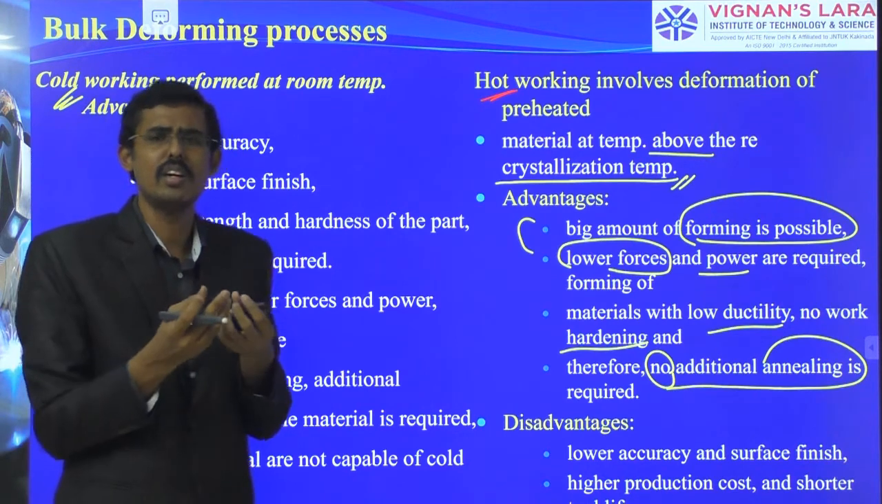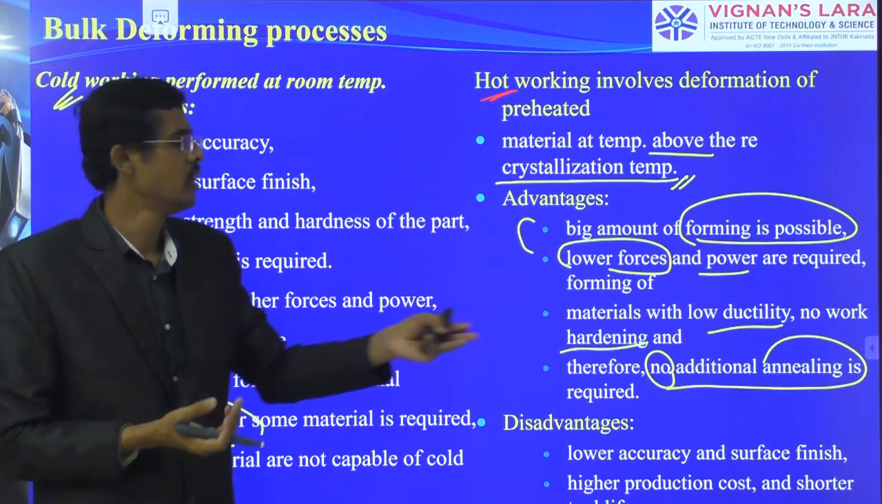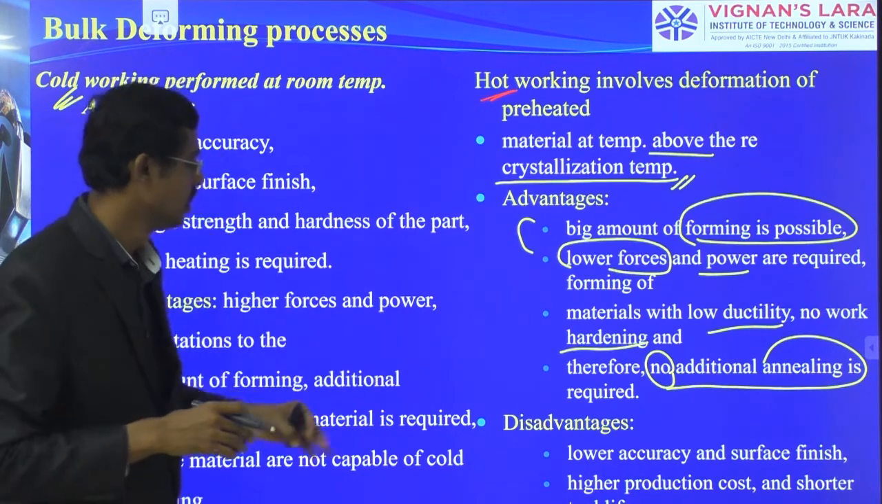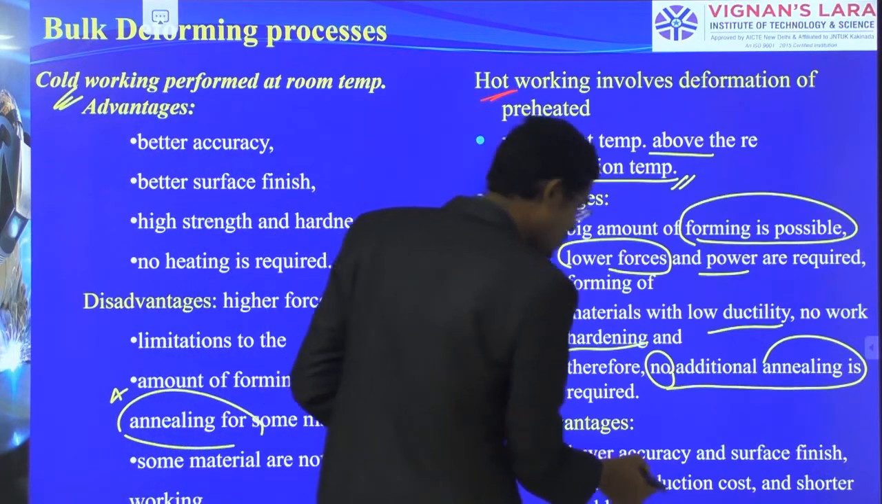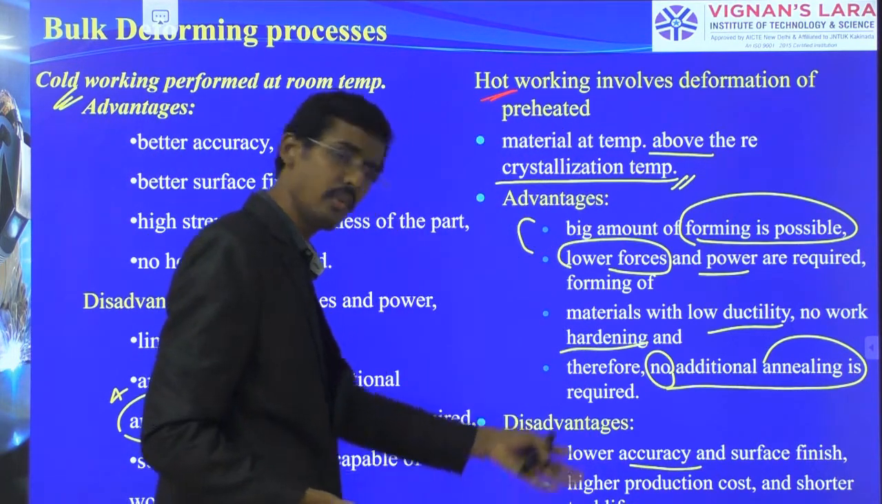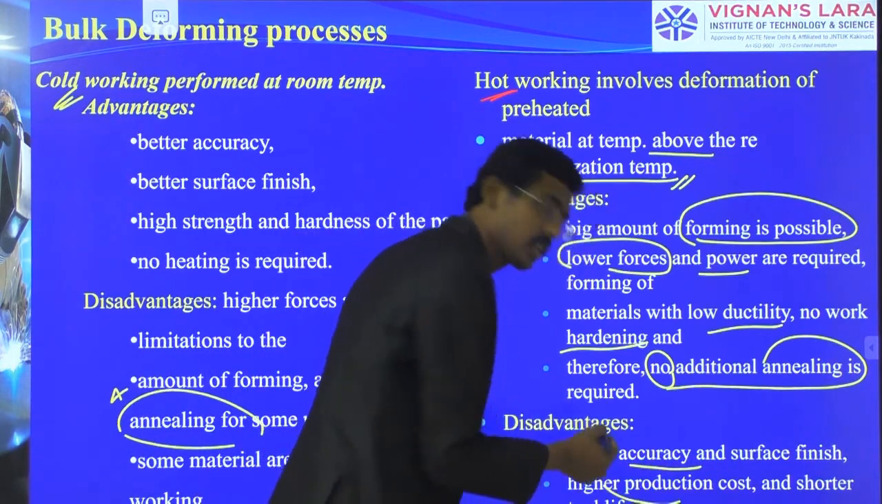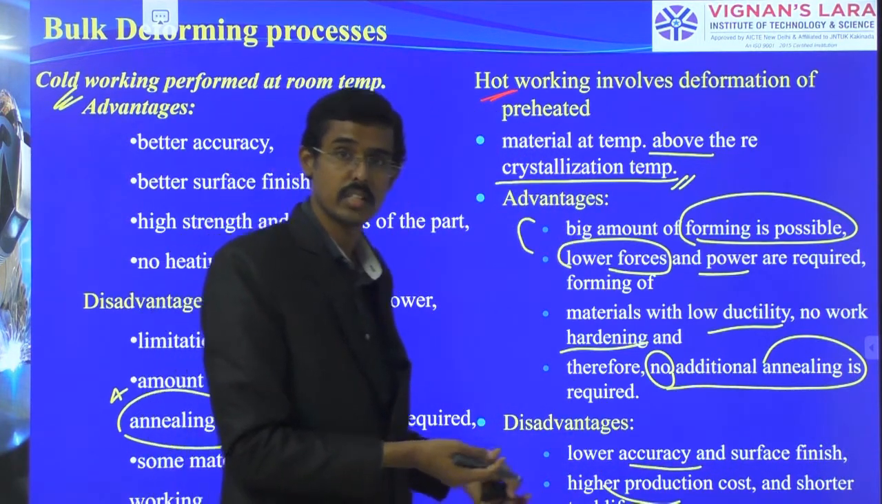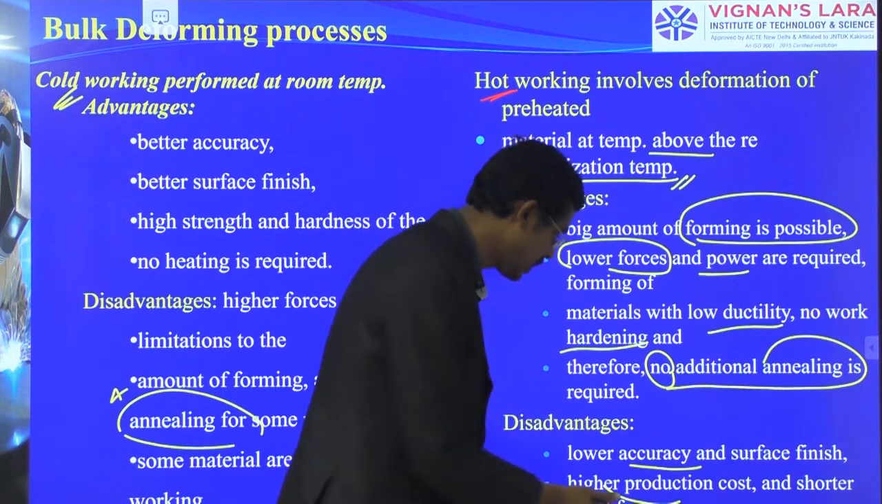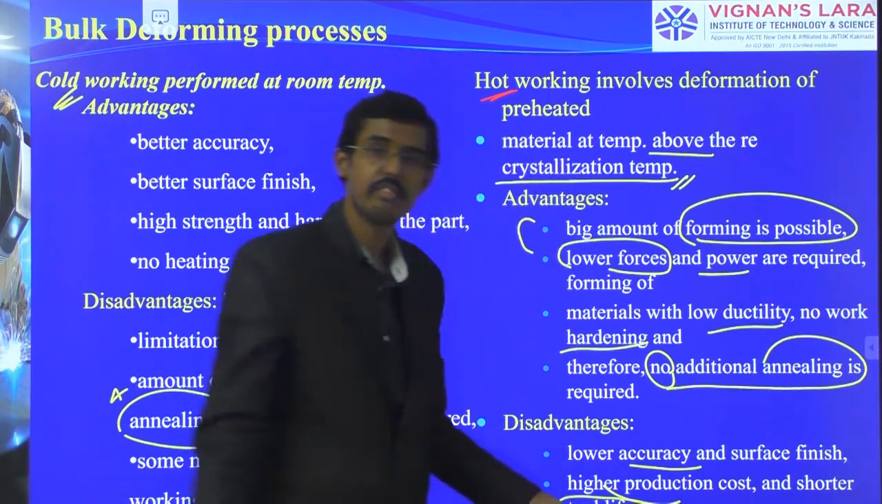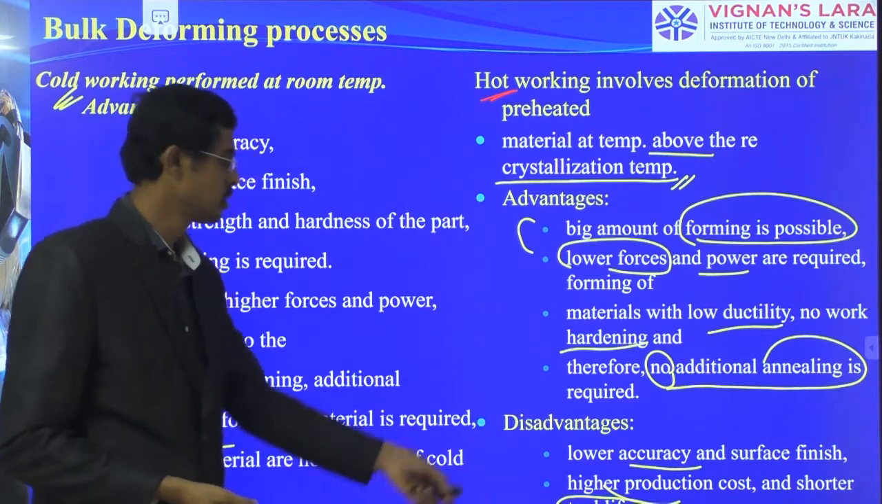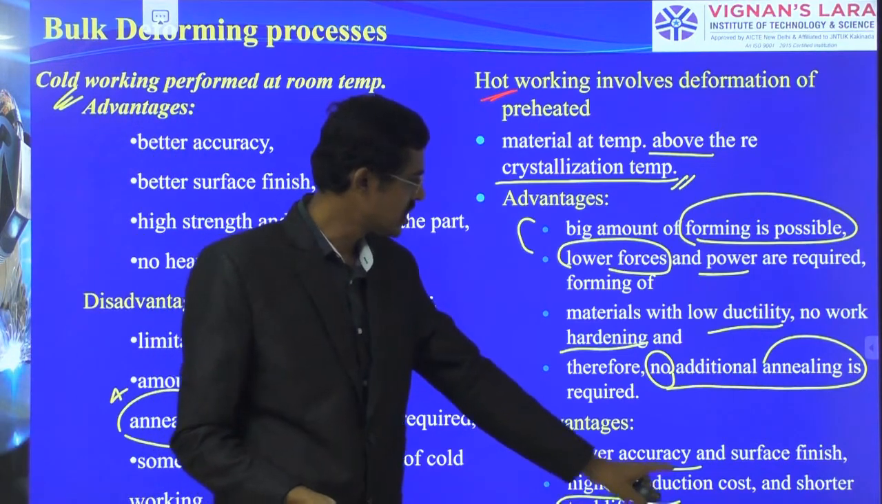Already, a little bit of stress is going to relieve at high temperatures. Therefore, annealing may not be needed. So the disadvantages: low accuracy, low surface finish, and higher production cost. Yes, high production cost because in the furnace we are using high temperatures, and then shorter lifetime. So shorter furnace lifetimes may occur. So you see, low accuracy and low surface finish.